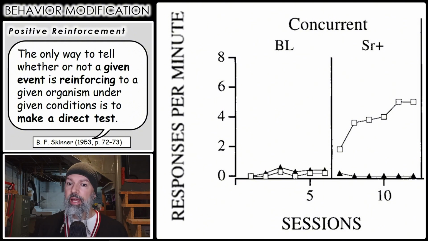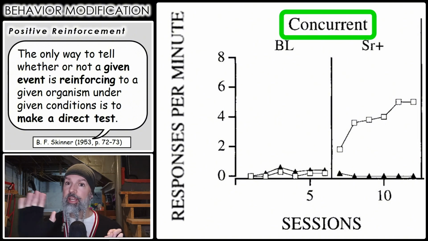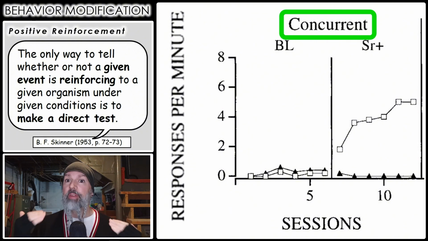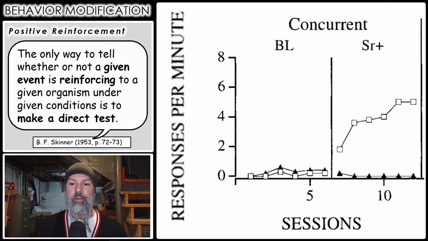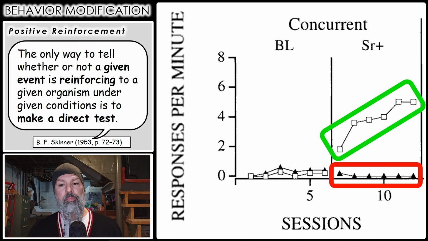Now, it's important to realize that this treatment phase here is a concurrent schedule, which means that both of these schedules are in operation at the same time. So the Snickers is there and the chips are there, the blue panel is there and the yellow panel is there. So Roger can decide which one he wants to press, but they're both available at the same time. And not surprisingly, we can see that Roger presses at a high rate when he is receiving the high preference stimuli, which is his Snickers bars, but he presses at a very low rate for the chips.